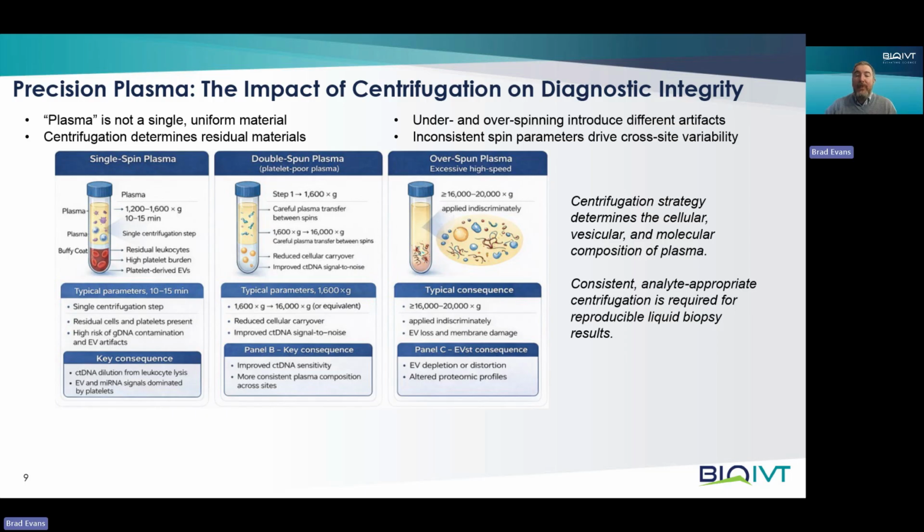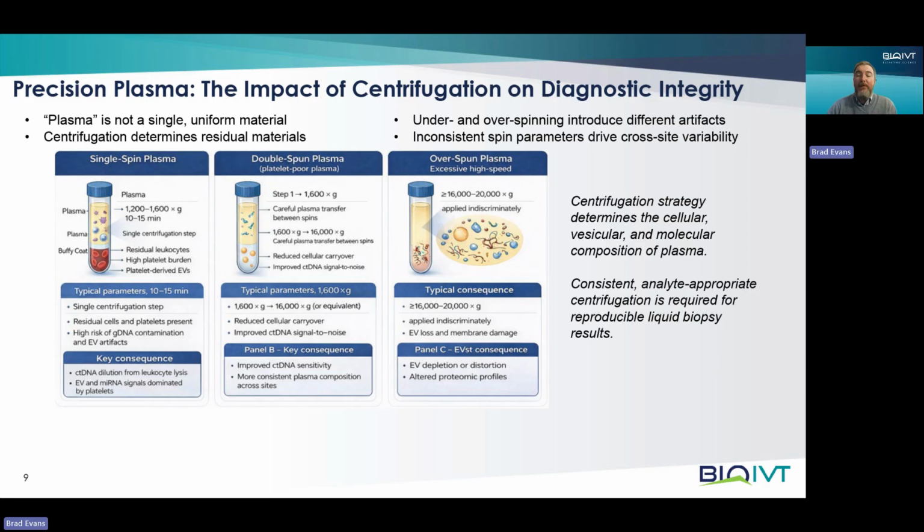This is what many standard clinical labs do, one centrifugation step at moderate speed. The issue is that this leaves behind residual leukocytes and a high platelet burden. Those cells and platelets continue to release DNA, RNA, and vesicles after the spin, so the plasma composition continues to change over time. For ctDNA work, this means dilution of tumor signal with genomic DNA from leukocytes. For EV work, it means platelet-derived vesicles can dominate the signal.